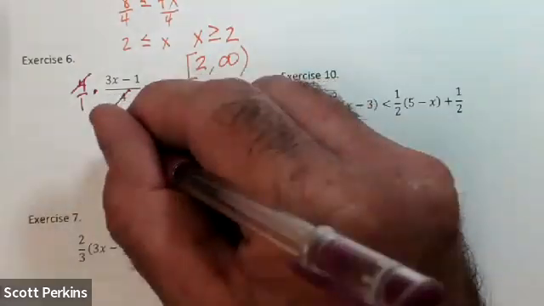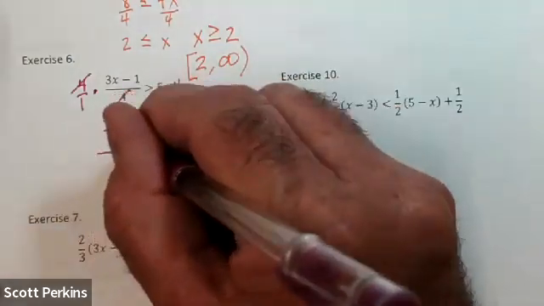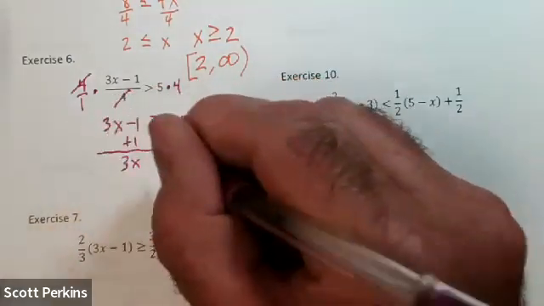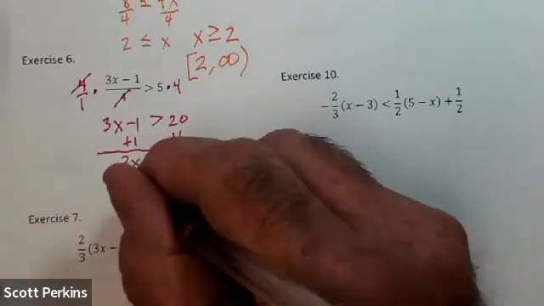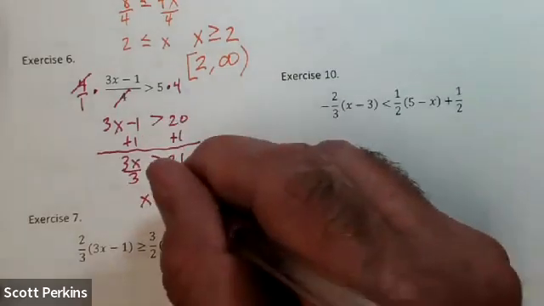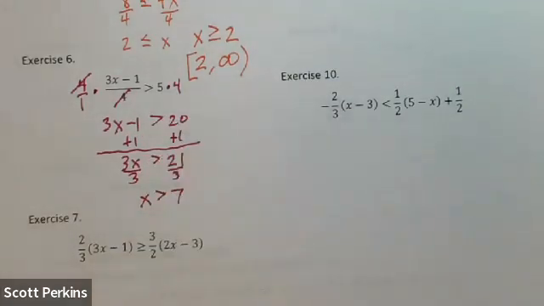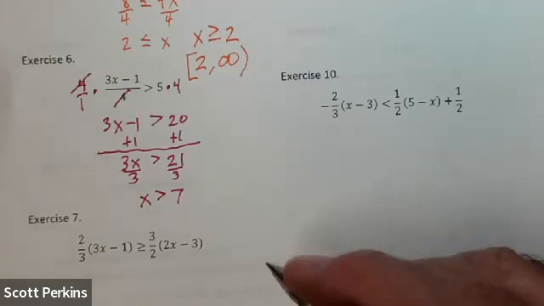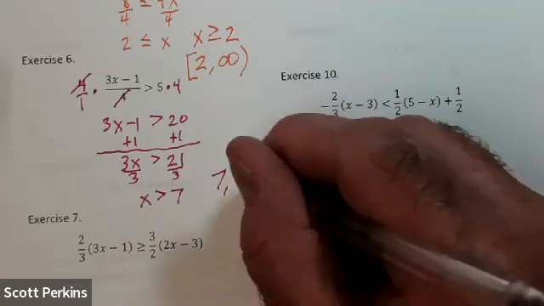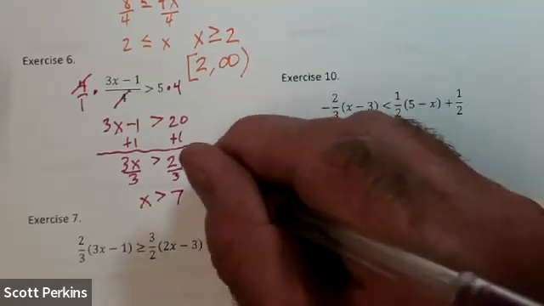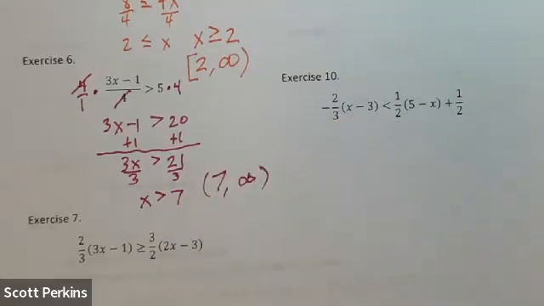Add 1. This is not the most complicated of the problems we've done. Then I'm going to divide by 3. And we get 21 divided by 3 is 7. I didn't have to change the sign at all on that one because I never multiplied or divided by a negative. And so since my x's are bigger than 7, that means 7 is the lower bound, infinity is the upper, and parentheses. Questions about that fraction problem before we do the next fraction problem?